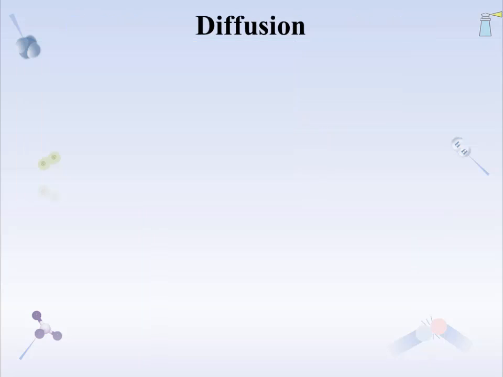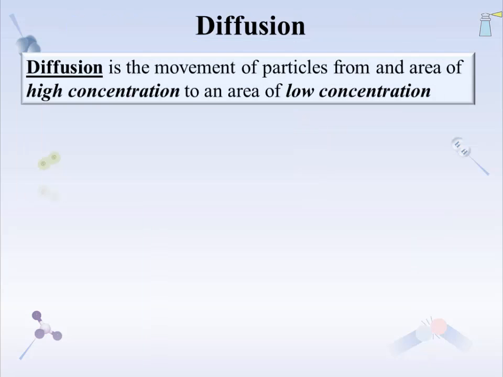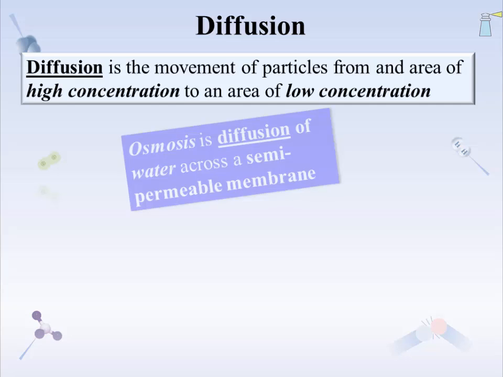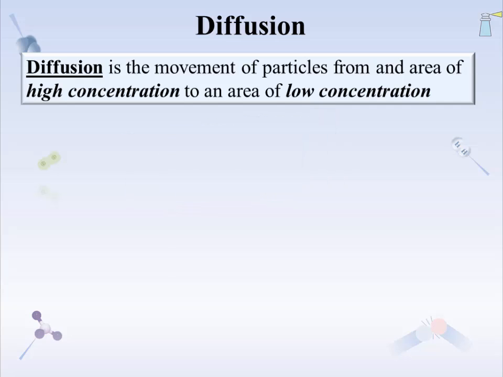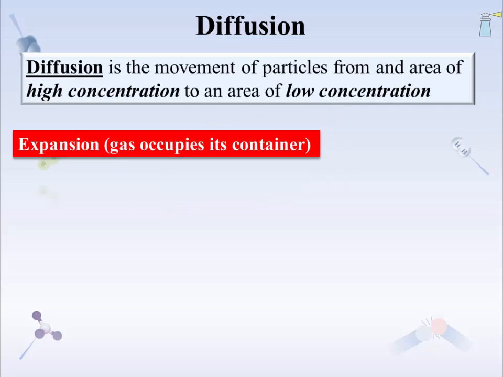Starting with diffusion as a form of random motion. It is defined as the movement of particles from an area of high concentration to an area of low concentration. Diffusion is not limited to gases. We saw diffusion with osmosis. There it is the diffusion of water across the semi-permeable membrane. Still, it is the movement from an area of high concentration to an area of low concentration. In practice, for gases, it is the expansion of the gas to fill a container or any available volume.